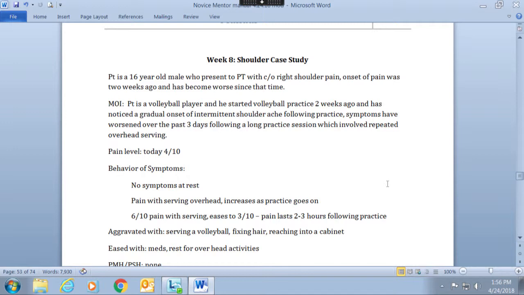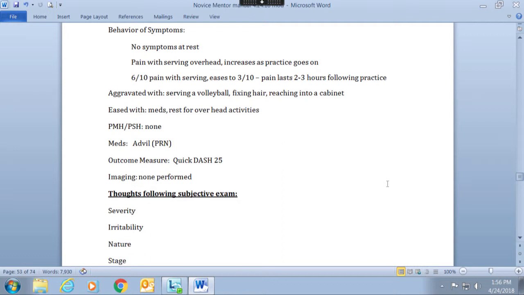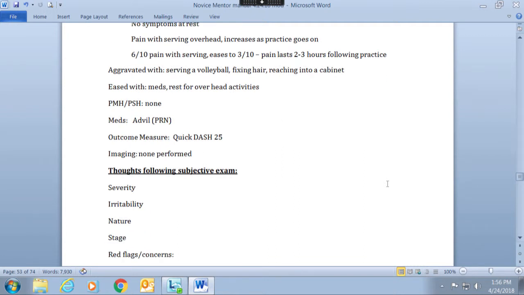Go through the components of it. As you work your way down, you'll see that it's aggravated by serving a volleyball, eased with meds and rest. You'll see the DASH score of 25. So you want to remind your therapist that the lower the score, the better. So 0 equals least disability, 100% equals most disability.